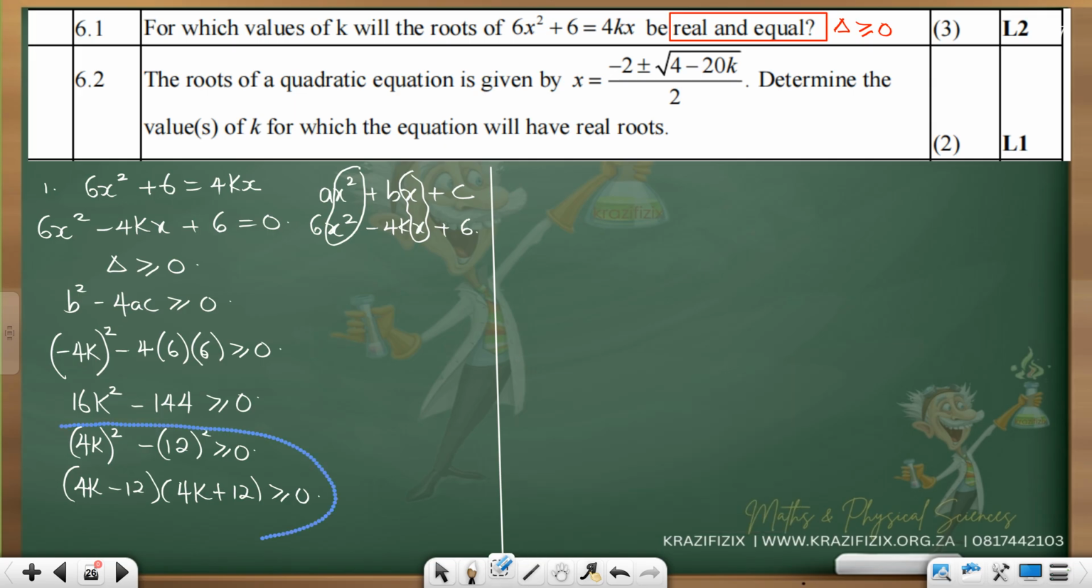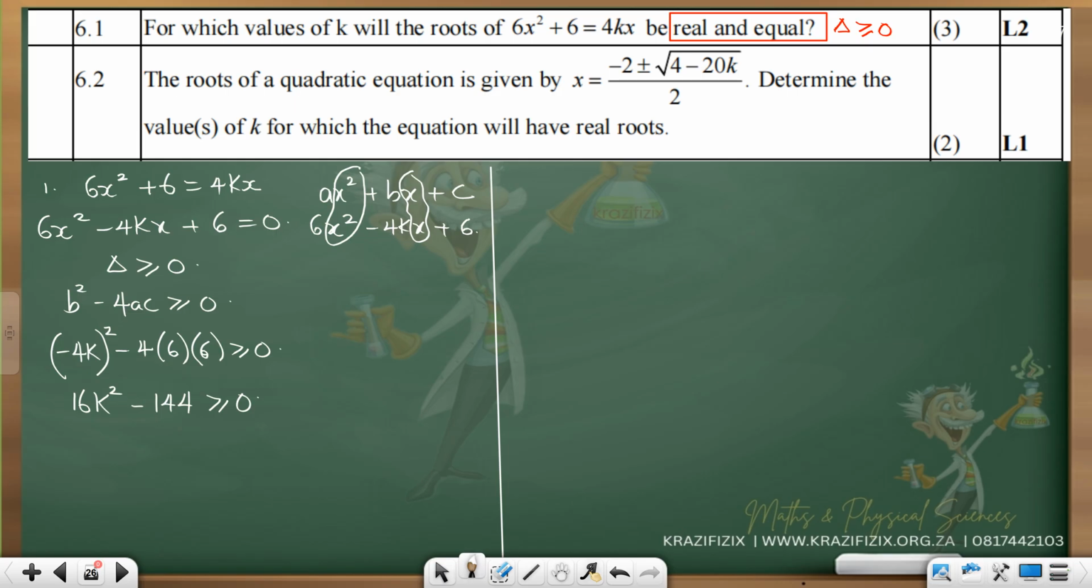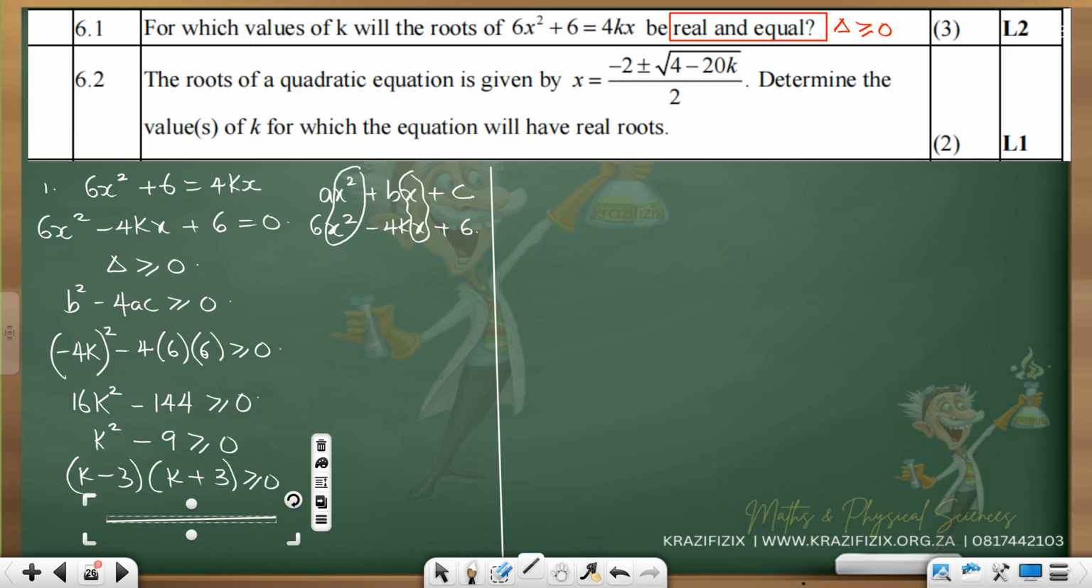Okay. So let's do that to make life simple. So what is this? K squared minus 9. Okay. But there's nothing wrong. We will have still gotten the same answer, guys. So don't be deceived. Negative 3 and positive 3. Remember, positive, negative, and we are looking for greater than 0. They are on the right and the left. So K must be less than or equal to negative 3, or K must be greater than or equal to positive 3.